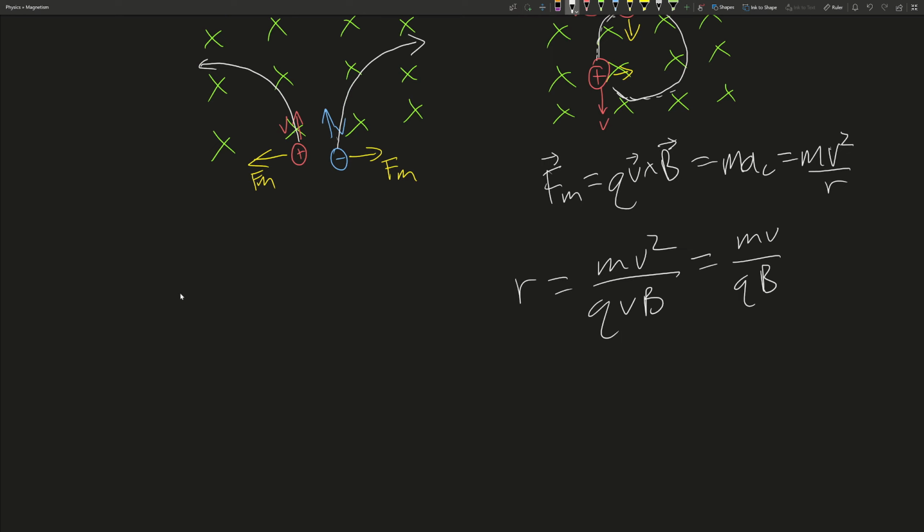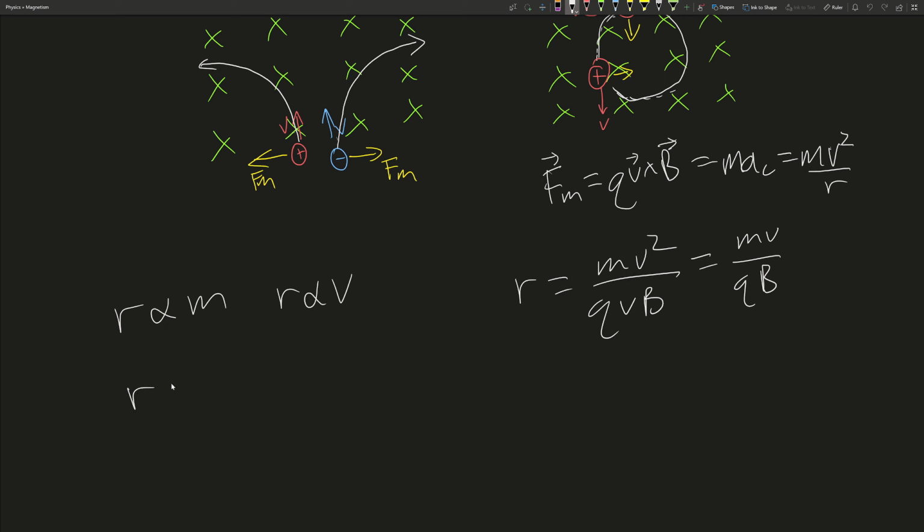From this we can see that r is directly proportional to mass, and r is directly proportional to velocity, which should make sense. A more massive particle would have more inertia, so it would be harder for it to turn in a circle, and a faster particle again has more inertia, it would have more momentum. Both of these contribute to more momentum, so it would be harder to turn in a circle.